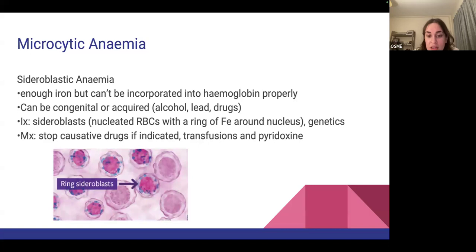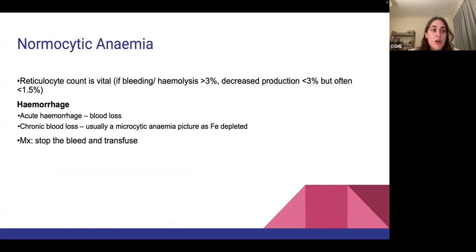So it's not that they're actually deficient in iron. They will have a raised ferritin for this reason, as they won't necessarily have a raised ferritin. But the question will make this quite obvious. And the causes can vary, but it can be either congenital, so due to a mutation, or acquired from alcohol abuse or certain medications. And you treat this by either stopping the alcohol or the drugs and giving them pyridoxine.